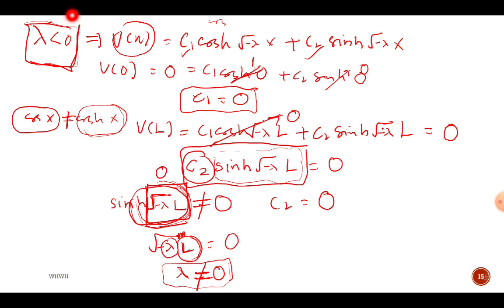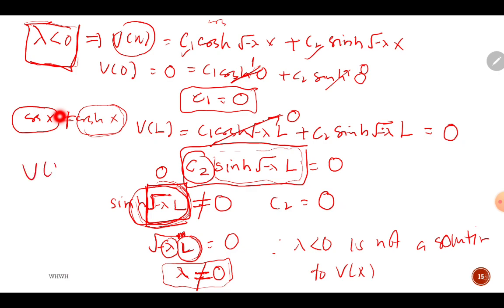Okay, clear everyone? So in that case, lambda less than 0 is also not a solution to Vx. It's not a solution to Vx because it does not satisfy the condition VL equals to 0 and V0 equals to 0. Alright, so with that, hopefully I make you all clear about that.